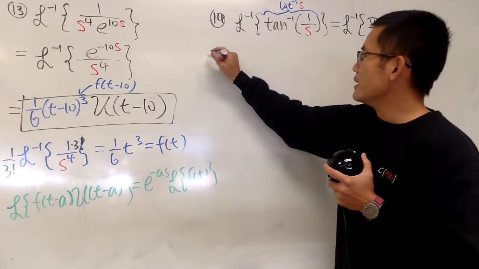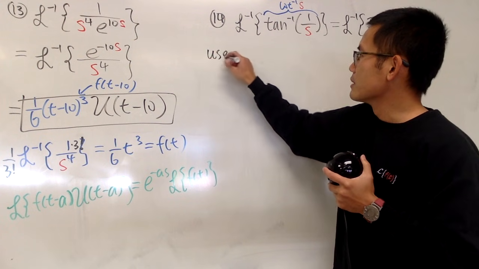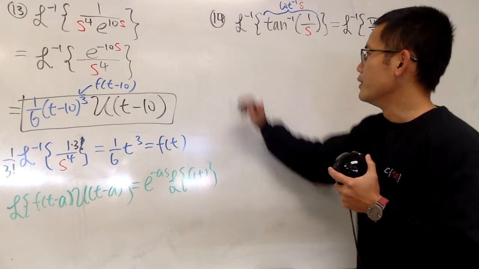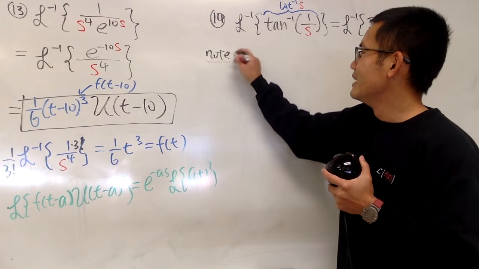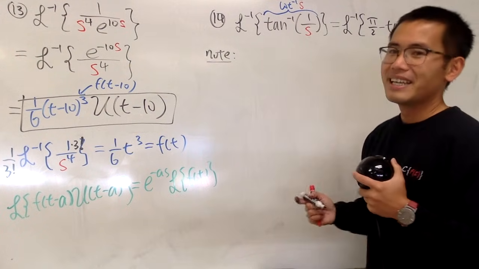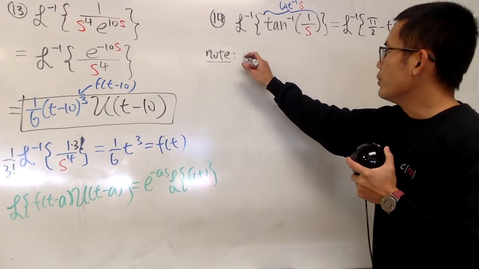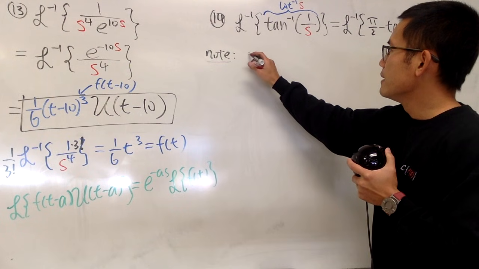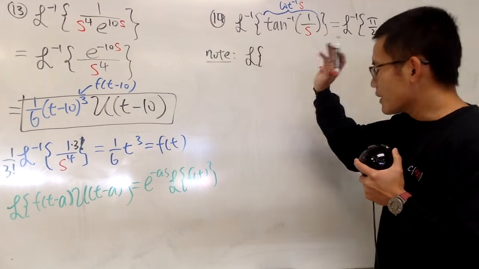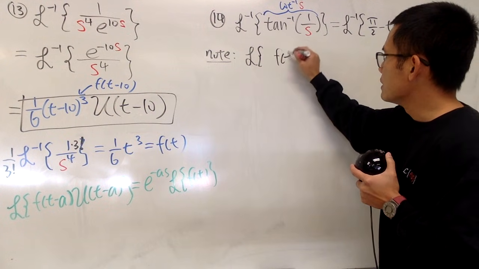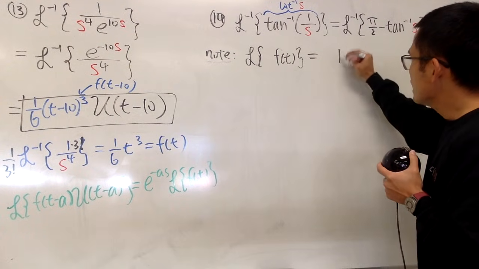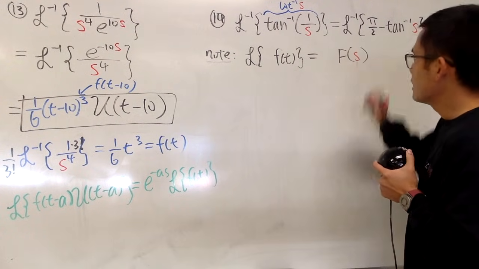Now, here is what I want you guys to remember. This is the one that we have to use. Note: when you have the Laplace transform of a function f of t, this right here, we know, is F of s.